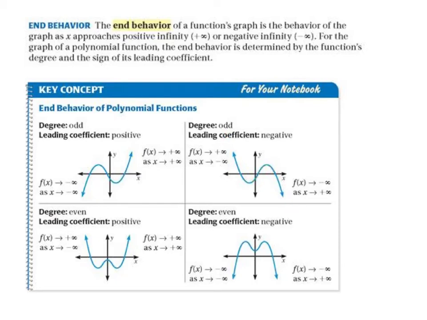If it's an even degree and the lead coefficient is positive, they're both positive. If it's an even degree and the lead coefficient is negative, they're both negative. That's just going to happen every time. Okay?